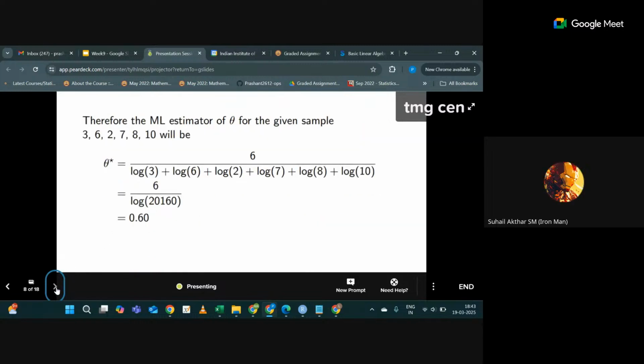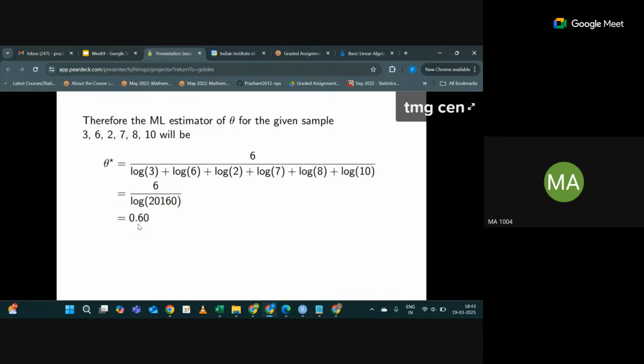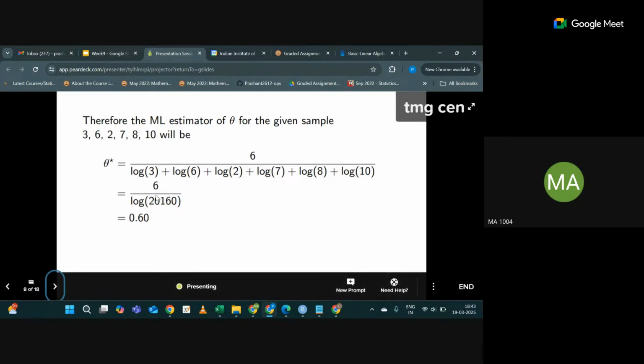I think he took log to the base 10. Did you take log to base 10 or log base e? I took log base 10, sir. No, no, log base e. I told you, you have to take the natural log. Yeah, just go with log base e, not log with base 10.